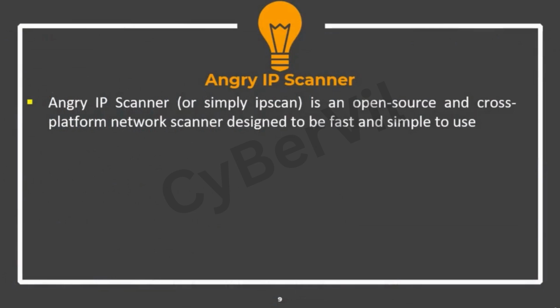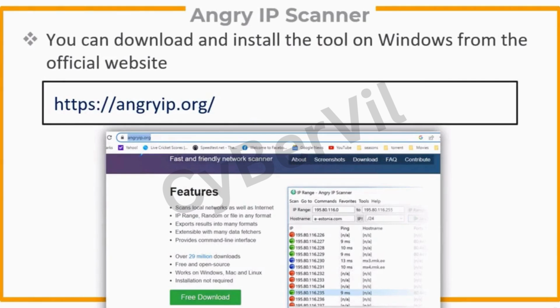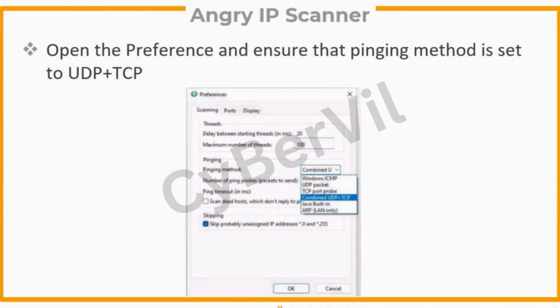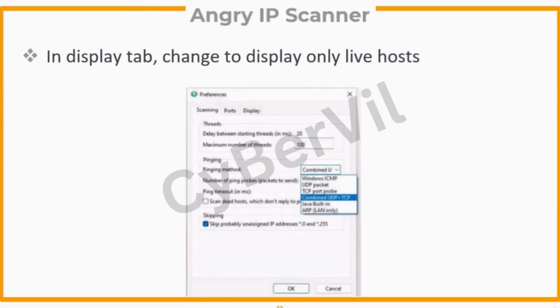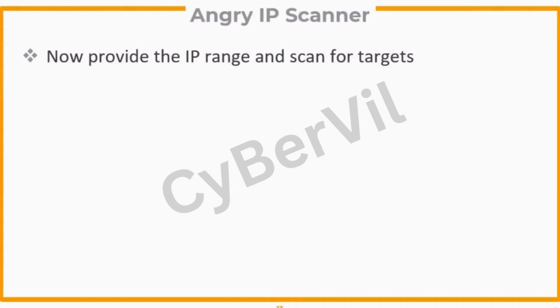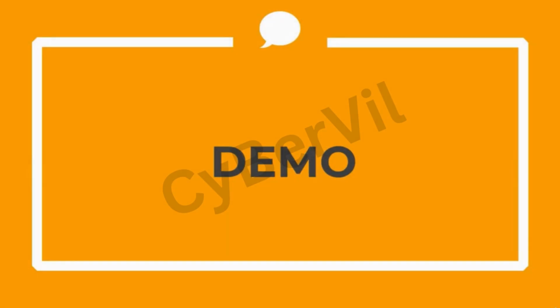The third tool is Angry IP Scanner, which is an open source and cross-platform network scanner designed to be fast and simple to use. You can download and install the tool on Windows from their official website. Open Preferences and ensure the pinging method is set to UDP plus TCP. And in the Display tab, change to display only live hosts. Now provide the IP range and scan for targets. Next is the demonstration.